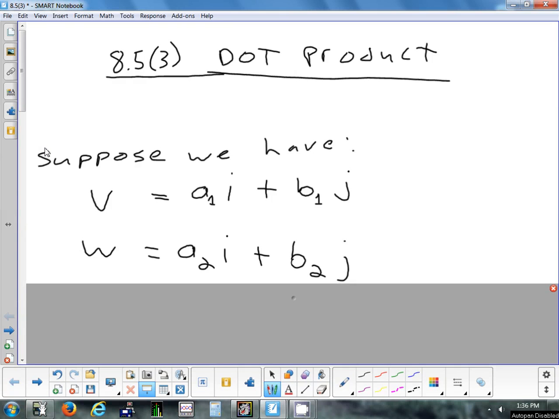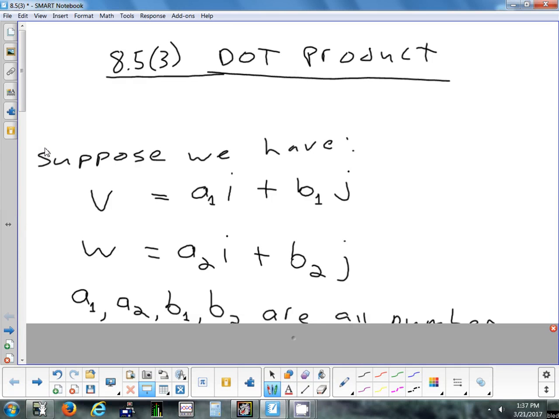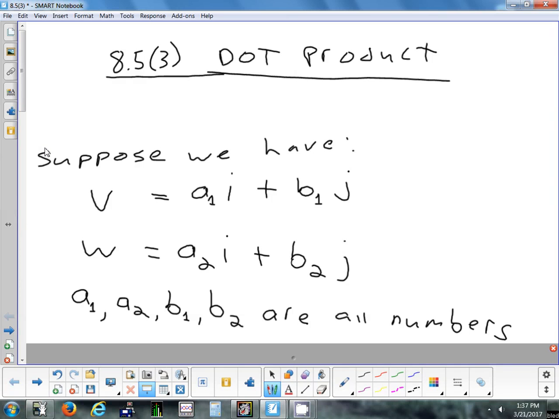Suppose we had two vectors, v and w, and I've written them in unit vector notation. Vector v has a horizontal component of a1 and a vertical component b1. And vector w has a horizontal component a2 and vertical component b2. a1, b1, a2, and b2 are all numbers. If we were doing an actual problem, those would all be numbers.